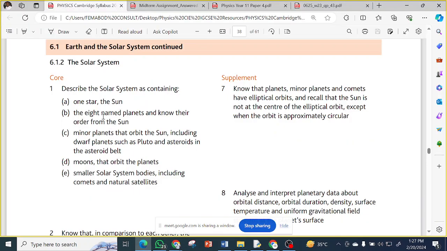In our own solar system, we have one star, which is the sun. We also have eight named planets. We are meant to know them in order from the sun, and these are things we have been playing with since our Key Stage 3.